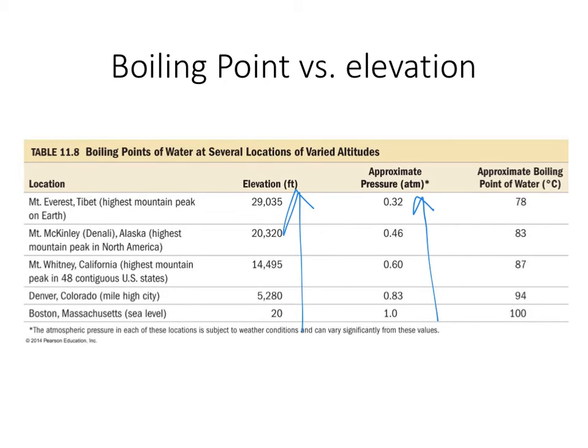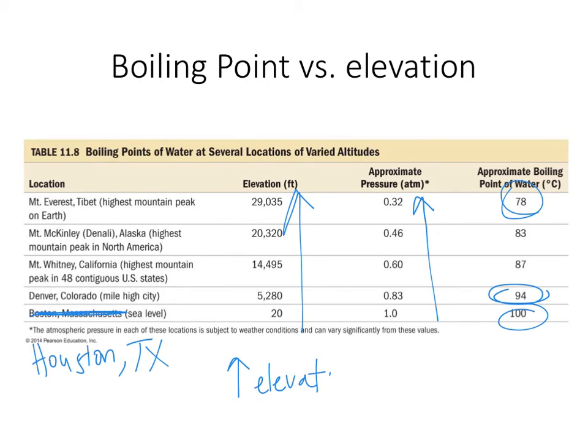So the boiling point of water in Denver, Colorado is about 94 degrees C, where here, this says Boston, but we're going to change it to Houston because we are also at sea level, is 100 degrees. If you were to go to the top of Mount Everest, which is the highest mountain peak on Earth, the boiling point of water would only be 78 degrees. So a high elevation means a low atmospheric pressure, and if we have a lower atmospheric pressure, we have less to overcome and therefore a lower boiling point.